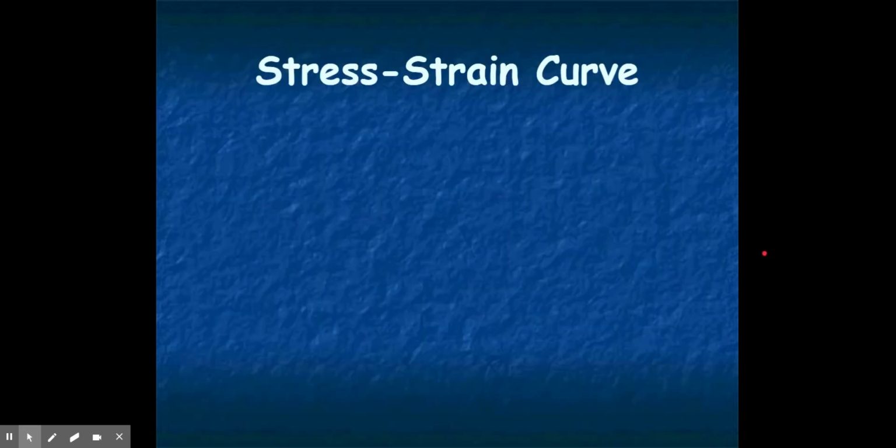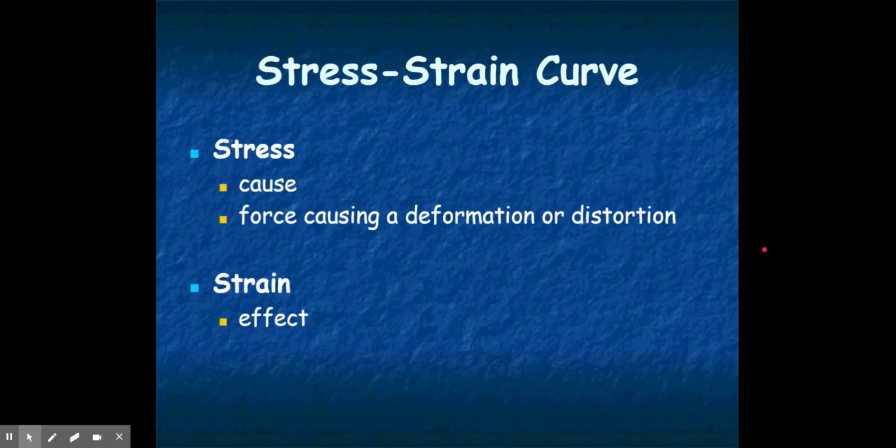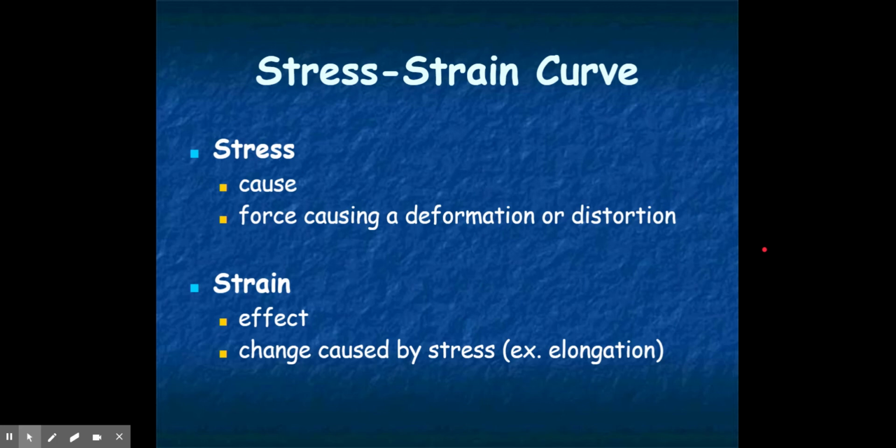So when you're talking about mechanical forces, we usually look at stress and strain curves. Basically, a stress and strain curve is stress, which is a cause. Stress is the cause, strain is the effect. Stress is the force that causes deformation or distortion. Strain is the change that's caused by the stress.